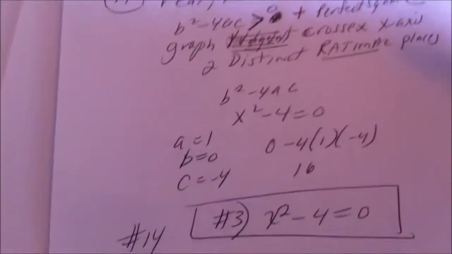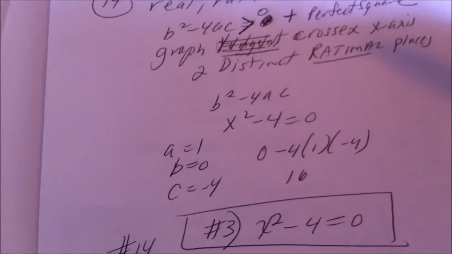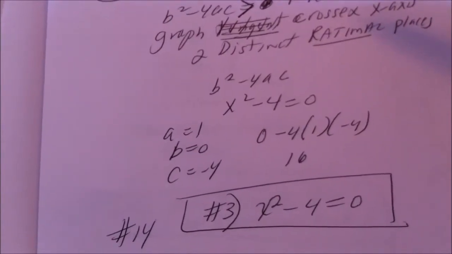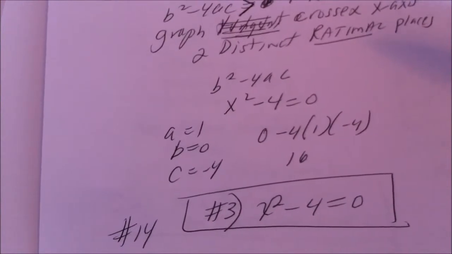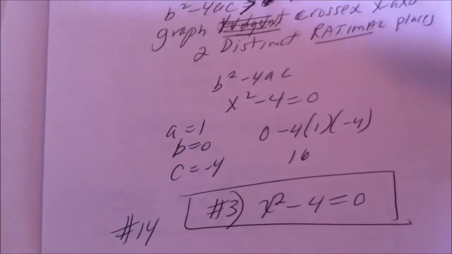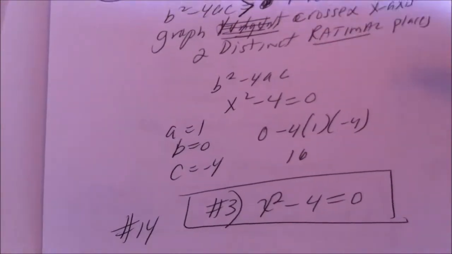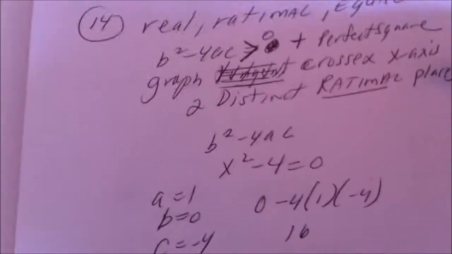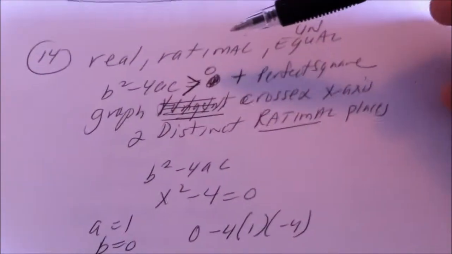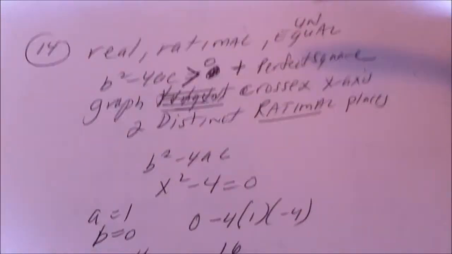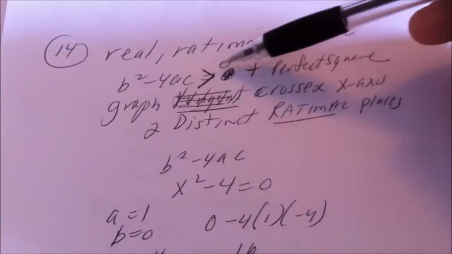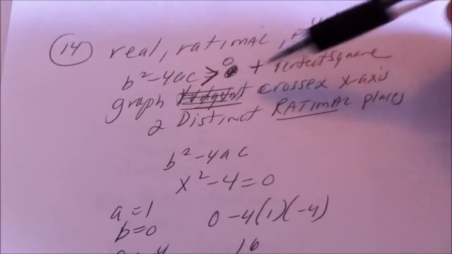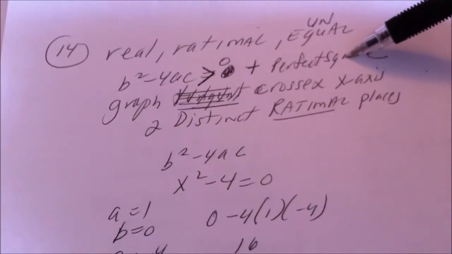Now, at number 14, the answer happened to be number 3, x squared minus 4 equals 0. You could have done this with back solve, or you could have done it by putting each equation into the calculator and seeing which one crosses at two distinct rational places. Could have done it algebraically. But the bottom line is that for roots to be real, rational, and unequal, the discriminant has to be bigger than 0, positive, and a perfect square.